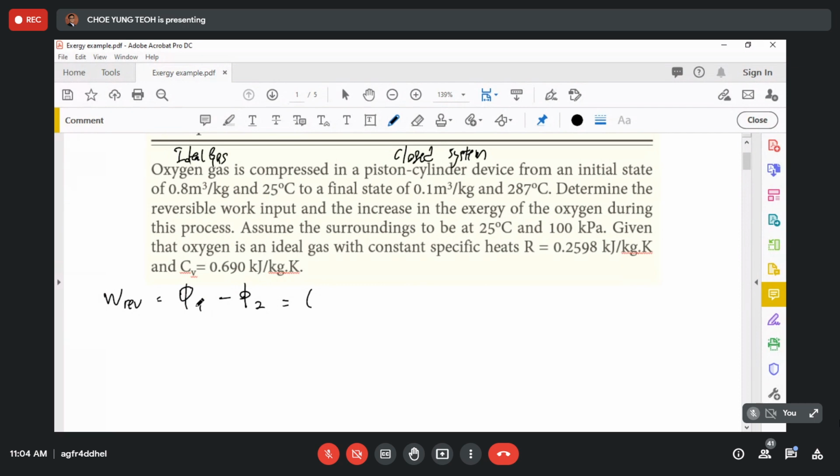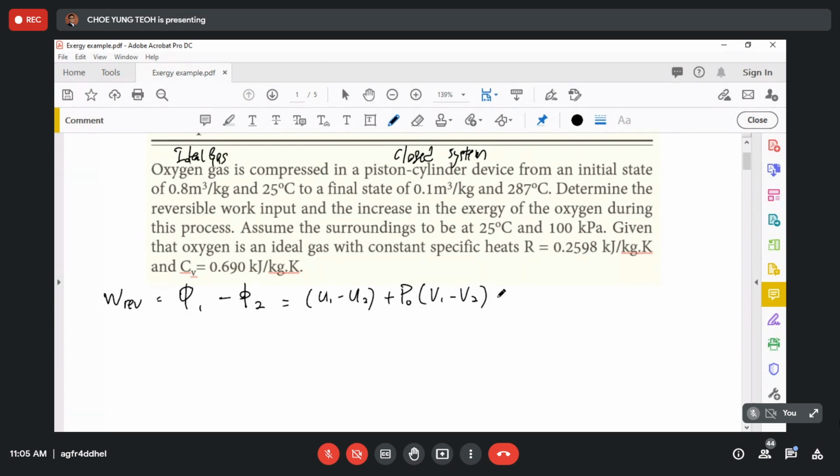This is 1 to 2. You can see that phi1 minus phi2. So U1 minus U2, change of internal energy. Secondly, work done to the surrounding. So the system has to work against the surrounding pressure. So P0, this is the surrounding pressure. And then change of the volume. Volume is V1 minus V2.